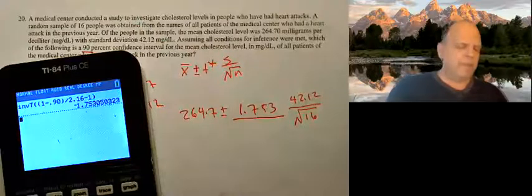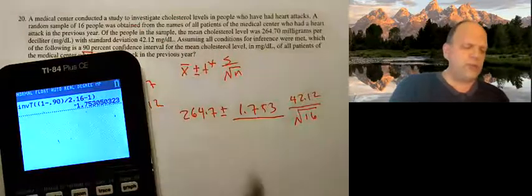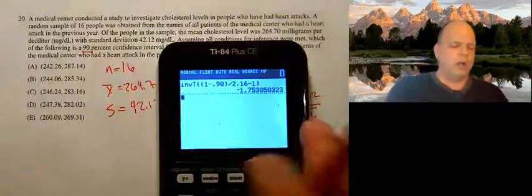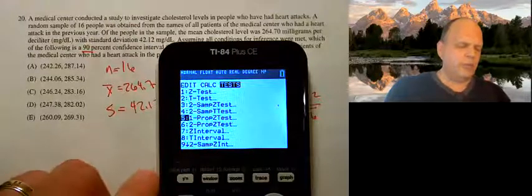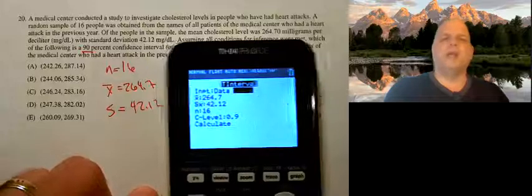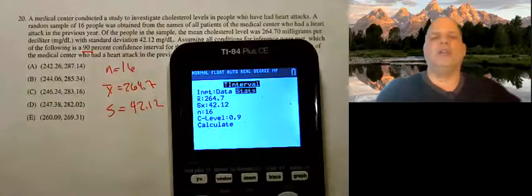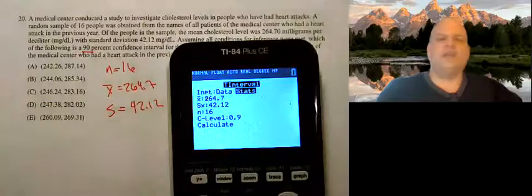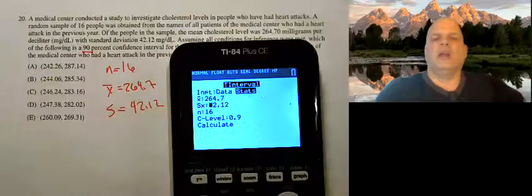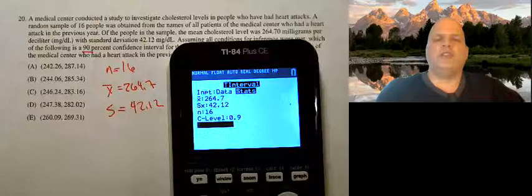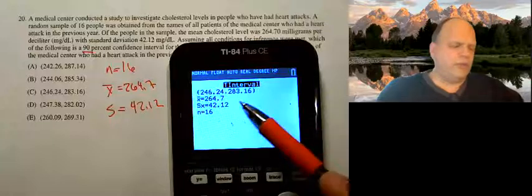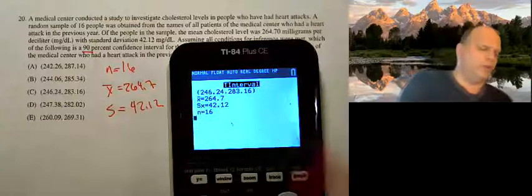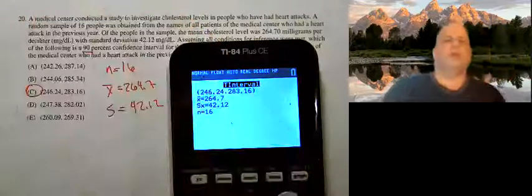And we'd get 1.753. But since this is a multiple choice test, we can do this much, much faster, and we wouldn't have to show that work. So here we go, multiple choice test. Stat, tests, T interval, which is number 8. And it's a T interval because we're using the standard deviation of the sample. x bar is 264.7, our sample standard deviation is 42.12, sample size is 16, confidence level 0.90. Calculate. And we get 246.24 to 283.16. So our answer is C.